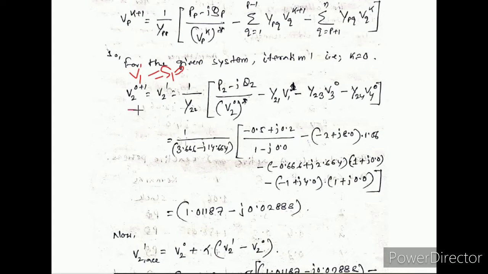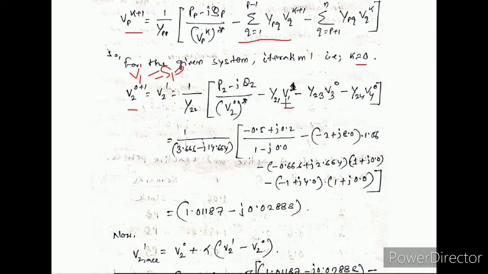So V2 to the power k plus 1 means Vp to the power k plus 1. If we put p equal to 2, we will get V2 to the power 0 plus 1, that means V2 to the power 1. Similarly, we put all the data here: Pp minus jQp by Vp to the power k conjugate, that means P2 minus jQ2 divided by V2 to the power 0 conjugate, because k is equal to 0 here, minus Y21 into V1 to the power 1.